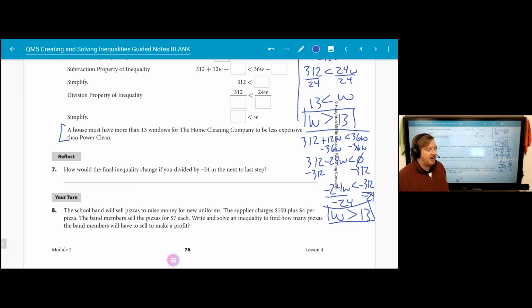Okay. You're at the point right now where you need to do number 8, your turn. I know they didn't give you a lot of room down there, but that's okay. You can do this part. Pause, come back, and check when you are done.